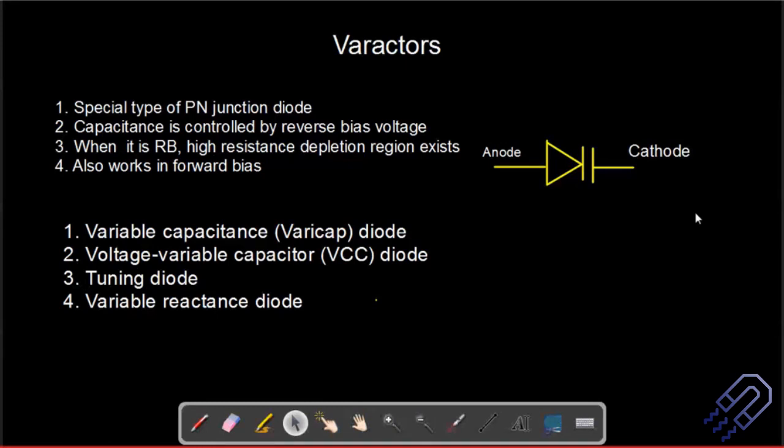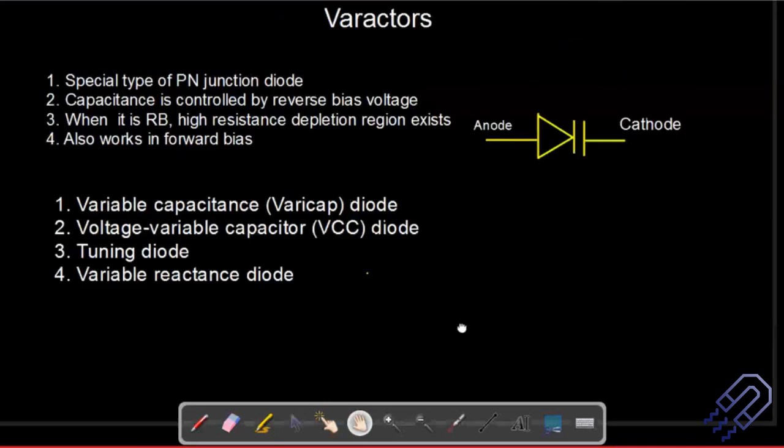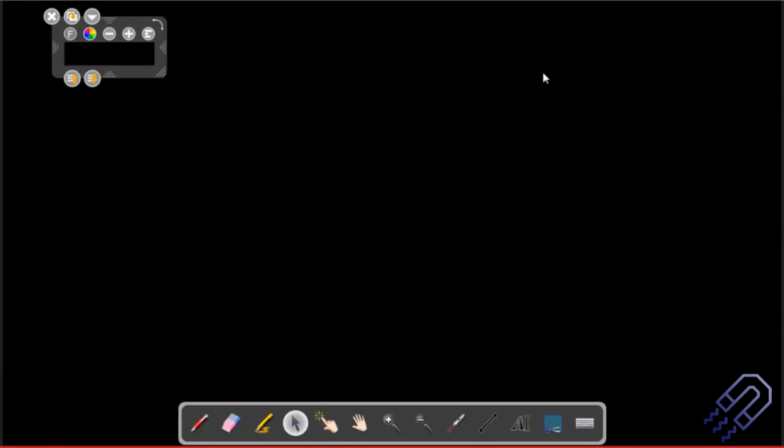So how does it operate? Basics of operation, probably we can study a bit of basics of operation here. I'm just going to give you the basics of operation, a few sentences probably.